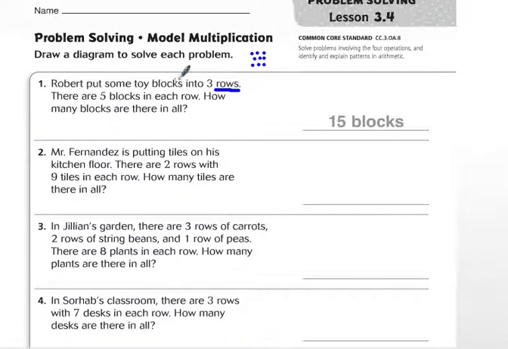Okay, Robert put some toy blocks into 3 rows. There are 5 blocks in each row. Look, each row. Those are 2 Murphy Multiplier words. How many blocks are there in all? Now, this is what I was talking about. In all is Gus the Plus. That's what we're used to doing.